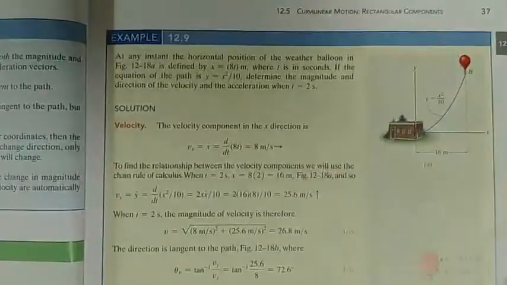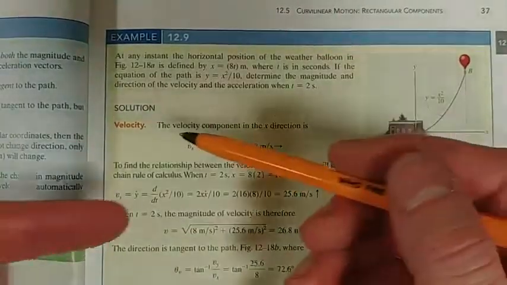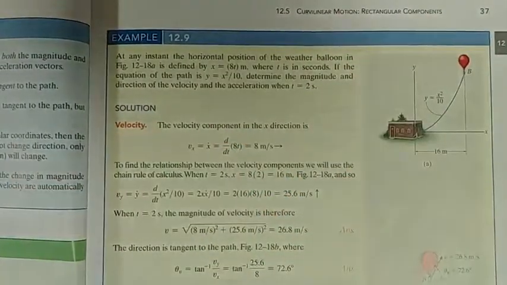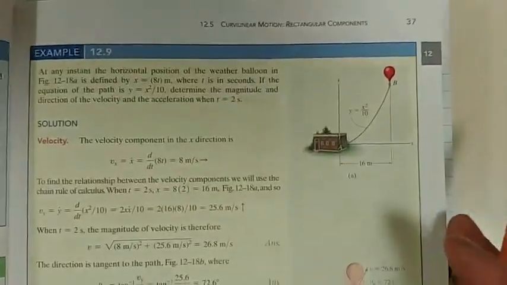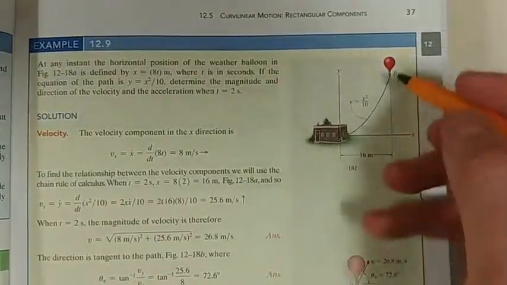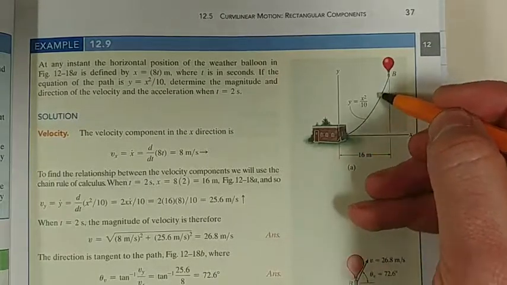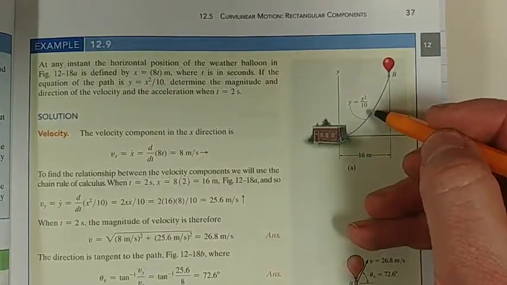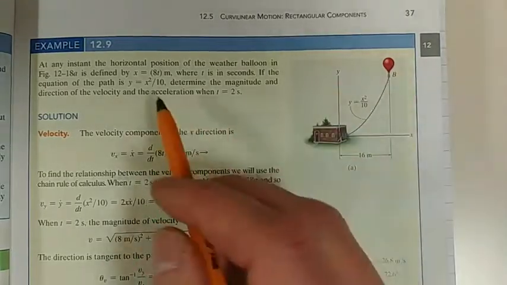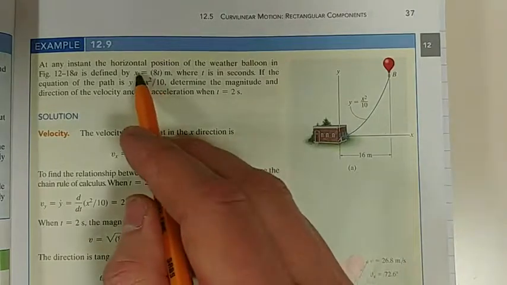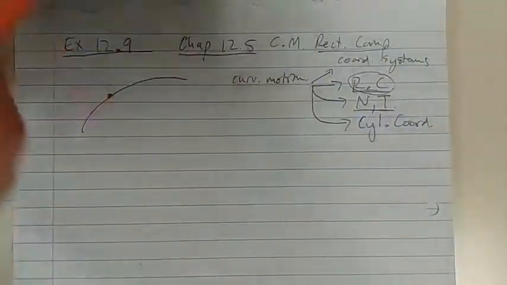But then when it comes to the problem, they solve it, but they don't lay it out in that kind of way. So let's just look again at this problem. This is a curvilinear problem. We're analyzing it using rectangular components. A balloon moves from the house along this curve, y equals x squared over 10. So take note there. There's the curve, y equals x squared over 10. So y is a function of x, and x is a function of time.